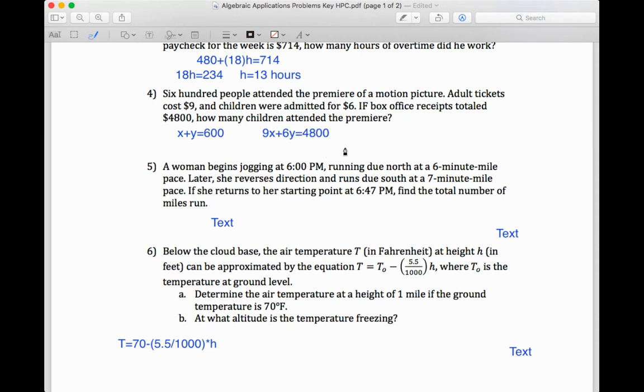So I want you to take a second and really think, okay, how do I solve a system of equations like this? Hopefully you remember that we need to solve this first equation for one of the variables. So I'm going to go ahead and solve it for y. So y is equal to 600 minus x. So I just go ahead and subtract that x over. Now I can take the 600 minus x and substitute it in for the y in the second equation, where we dealt with ticket prices. So then I get 9x plus 6 times 600 is 3,600. 6 times x is 6x. So equal to 4,800.